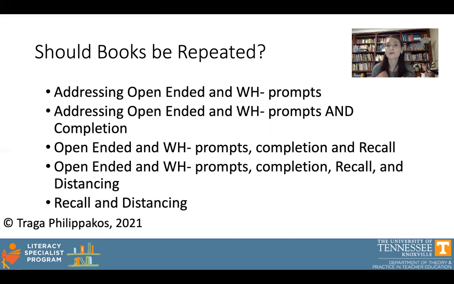What happened so far? What have we read? Open-ended, WH, completion, recall, and distancing. And at the very end, it will be recall and distancing. And you may be wondering why I'm incorporating recall throughout. That's because I am trying to help them see that you don't wait until the end to stop and think what you learned so far.